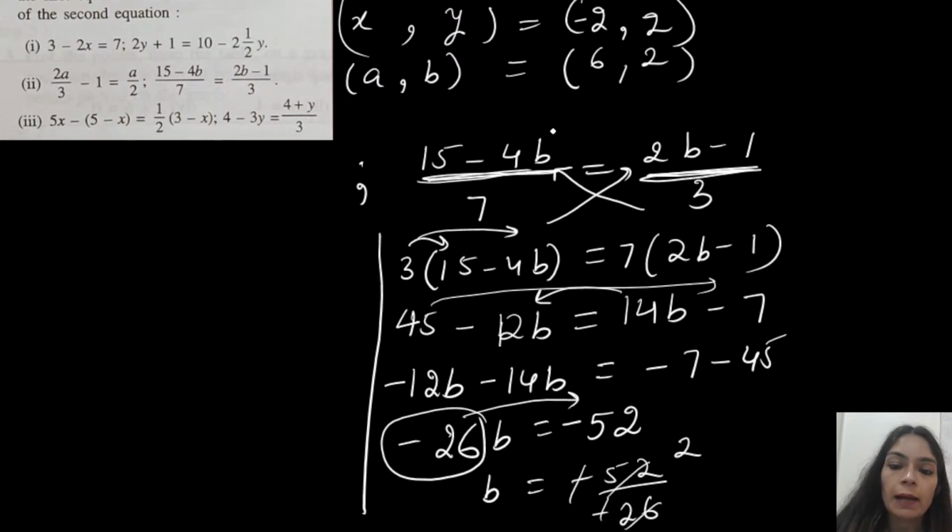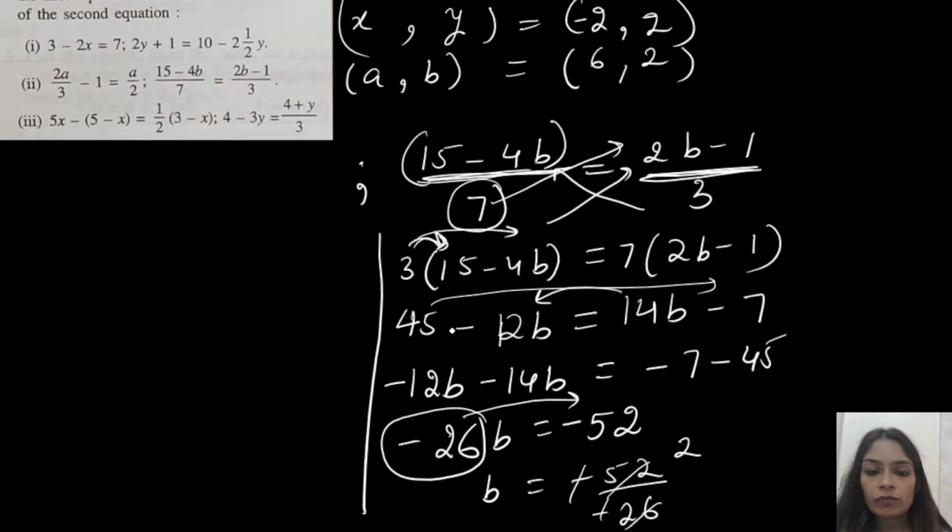So this 3, when I am shifting it to the other side, will get multiplied with the whole expression. And in the same way, if I am shifting this 7 to the other side, it will get multiplied with the whole expression. So 3 into 15 is 45, minus 3 into 4 is 12, so 45 minus 12b on this side, equals 7 into 2 is 14b, minus 7 into 1 is 7. So this I have got.